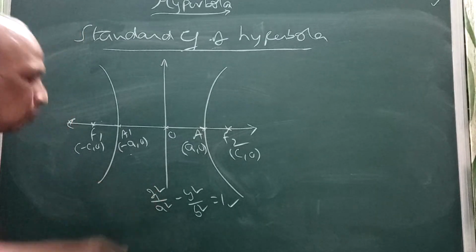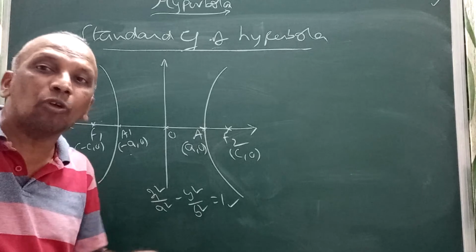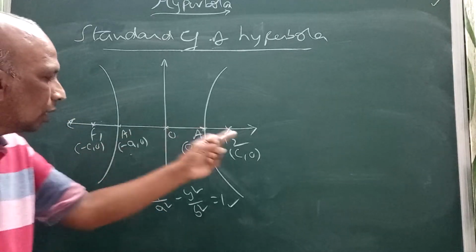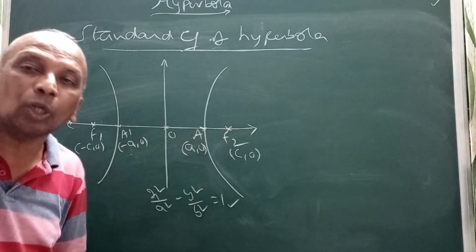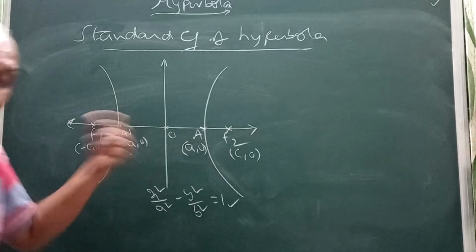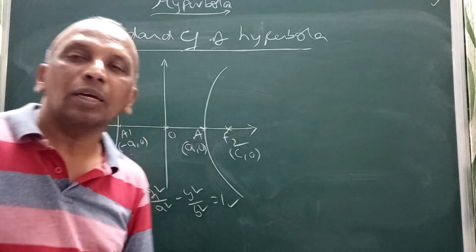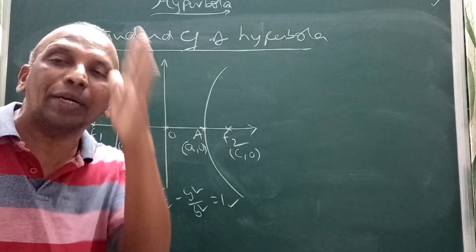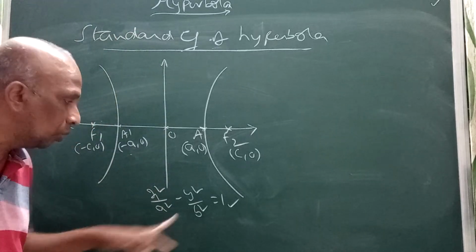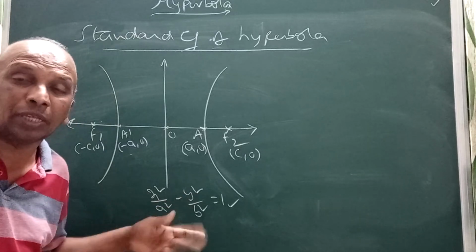When the coefficient of x square is positive, the foci should be on the x-axis, because the transverse axis is along the x-axis. Whenever the coefficient of y square is positive, the transverse axis will definitely be along the y-axis. But here the coefficient of x square is 1 by a square, which is positive, and the coefficient of y square, minus 1 by b square, is negative.